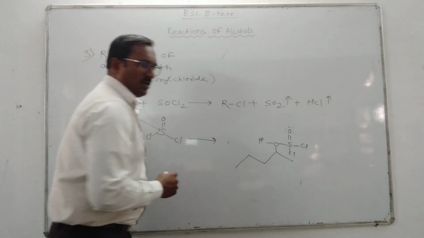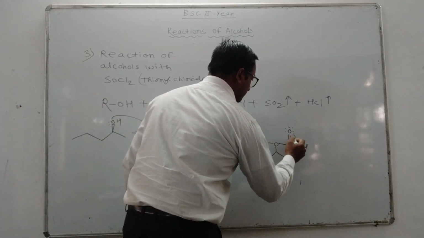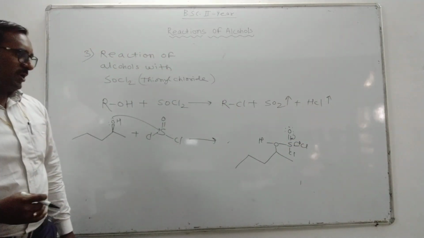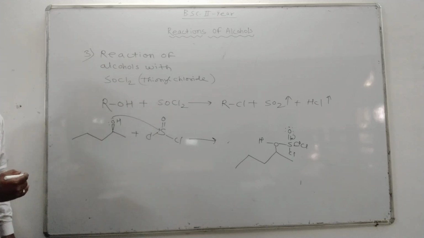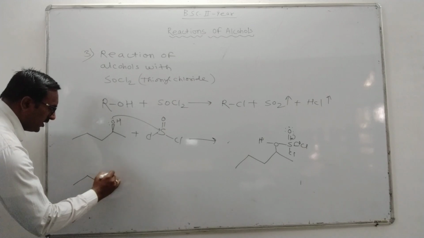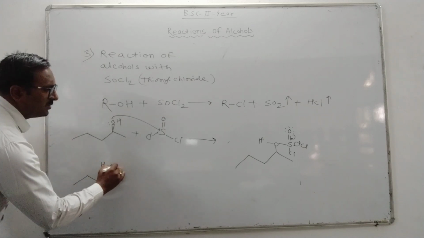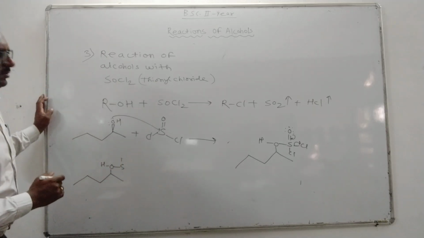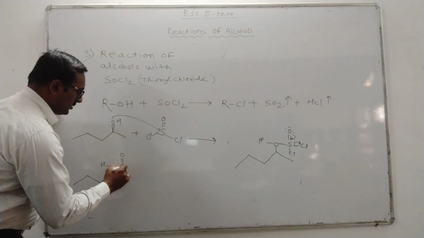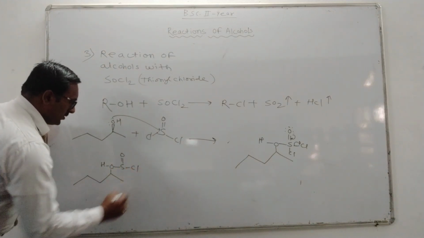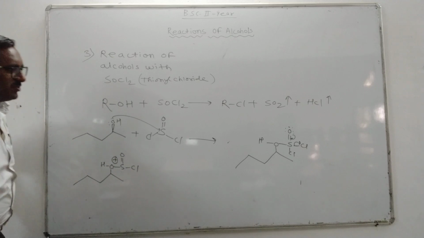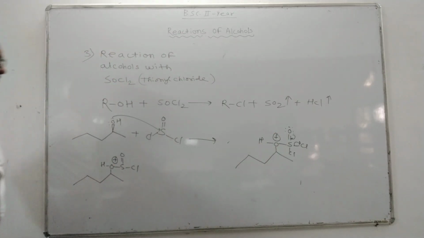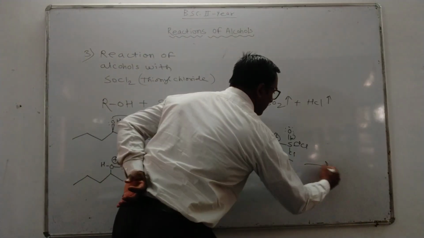Now what happened? There are lone pair of electrons on the oxygen atom and removal of chloride, and there is formation of CH3CH2, then oxygen atom, hydrogen, then sulfur, double bond oxygen, then here positive charge on the oxygen, and this chlorine atom here, minus, Cl minus.